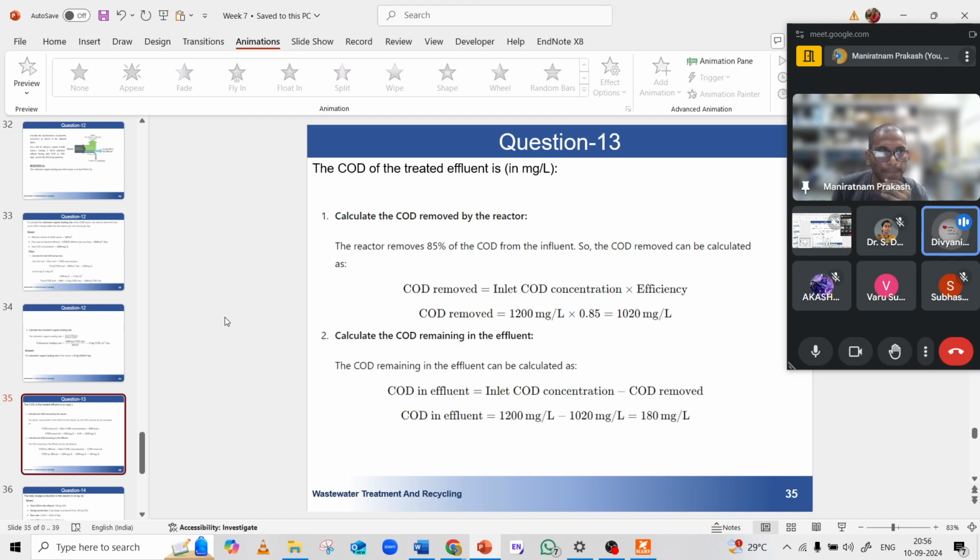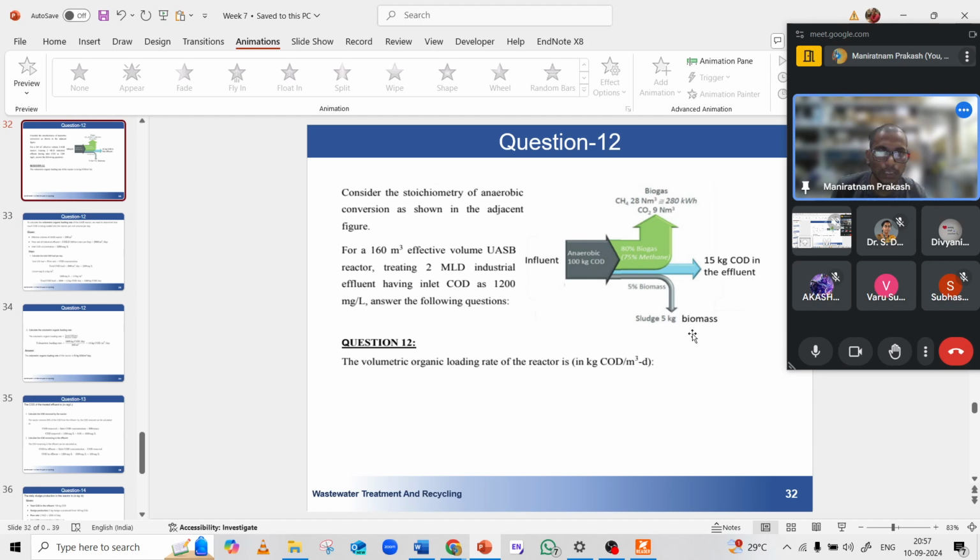The question was, I understand, but when the biogas and biomass values are not in percentage, if they are in the form of grams or kg, how can I calculate? See, suppose instead of saying that 5% biomass is there, some other data will also be given to you, okay?